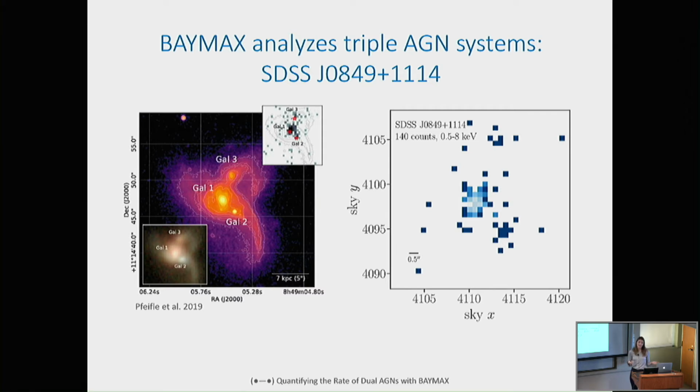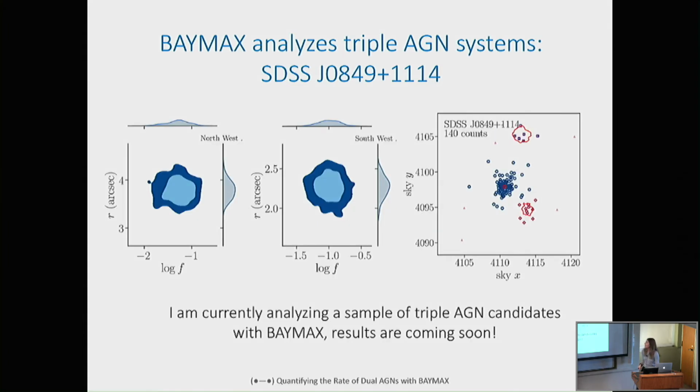Here, I was once again looking if it was better fit by 1, 2, or 3 point sources. The triple point source model was strongly favored. And here I'm just showing you the joint posterior distributions for the 2nd and 3rd point source, as well as, once again, the unbinned X-ray data.